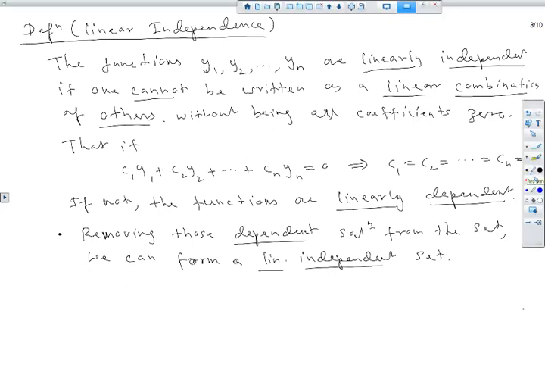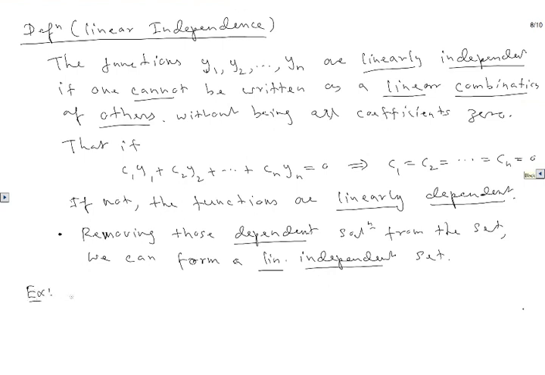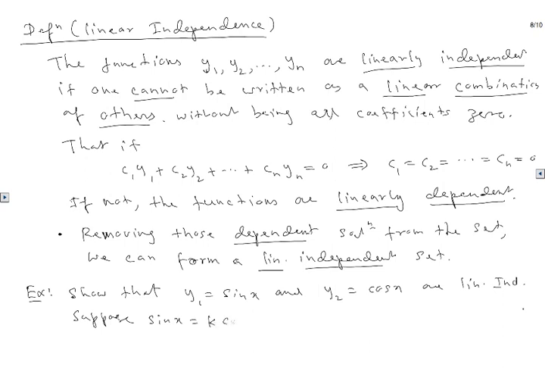Example: show that y1 equals sine x and y2 equals cosine x are linearly independent. So what we can do, to the contrary, is assume that one is a multiple of the other. So suppose sine x equals a constant times cosine x. Now what's going to happen? Because we know that x can be anything. So let's assume that they are linearly dependent. Sine x, one can write as a linear combination of the other.